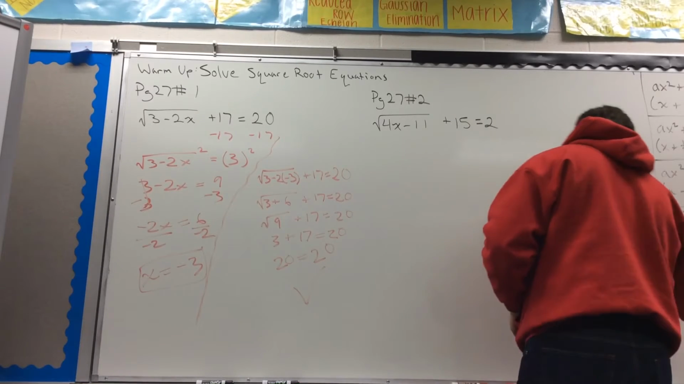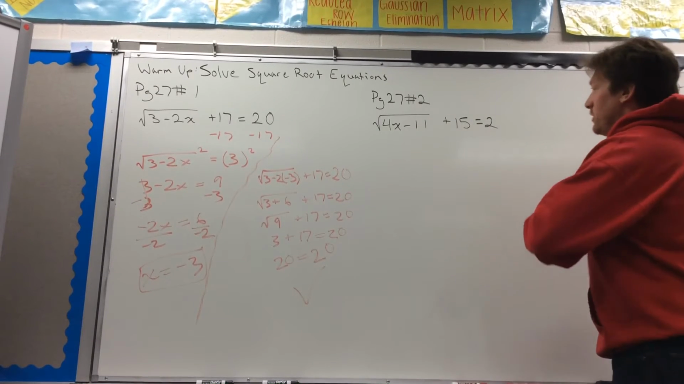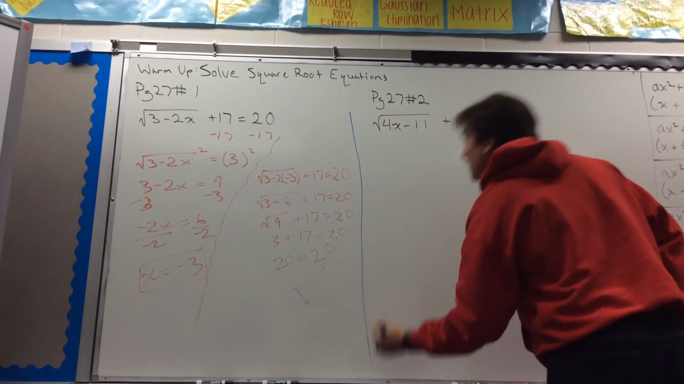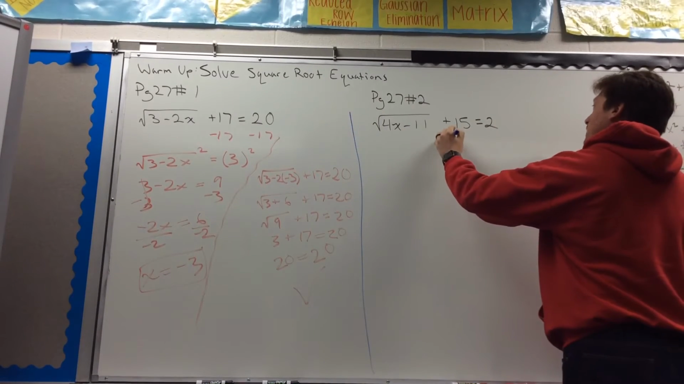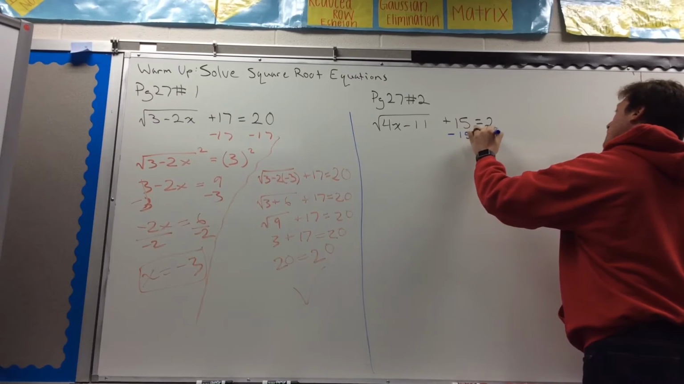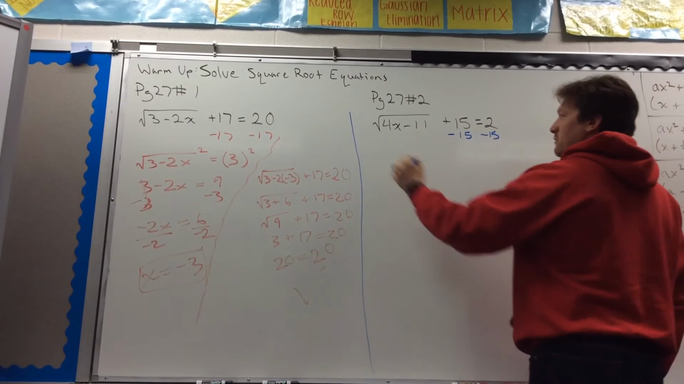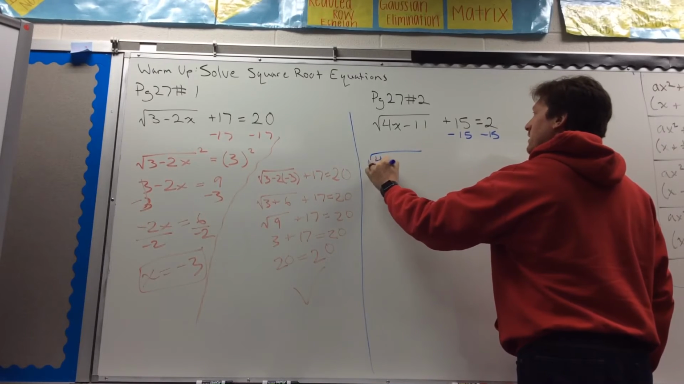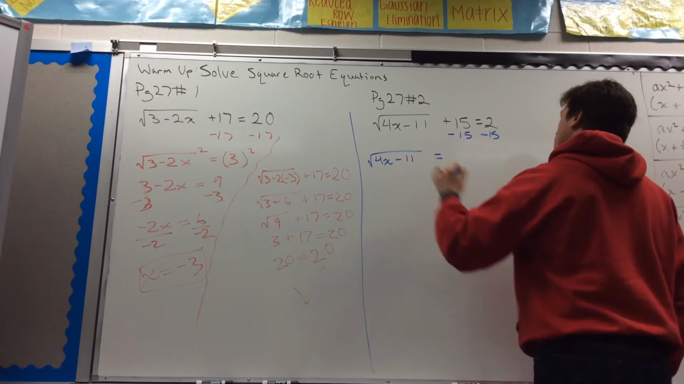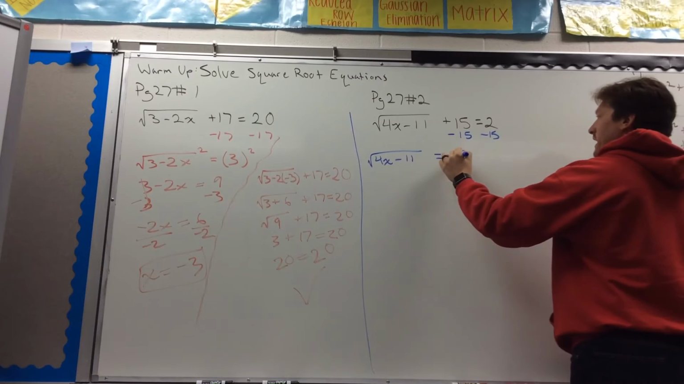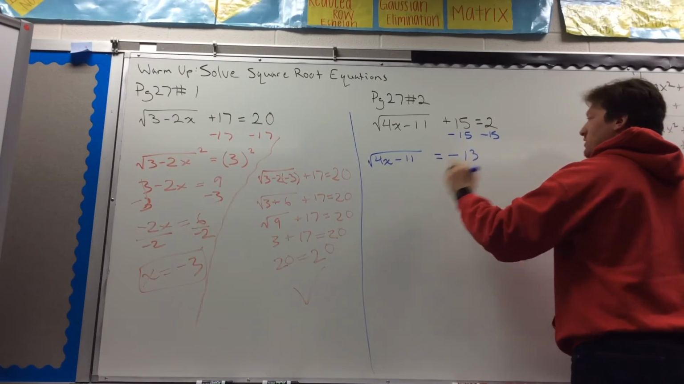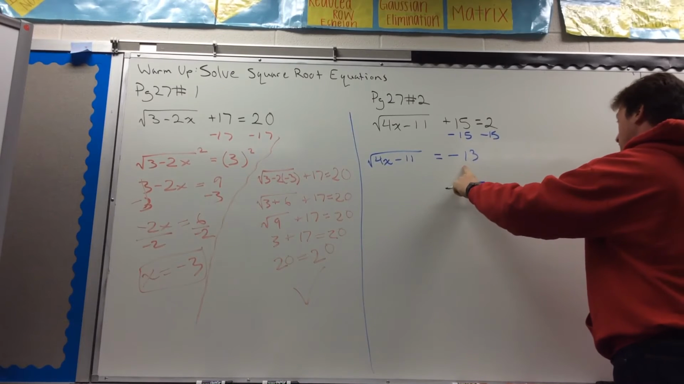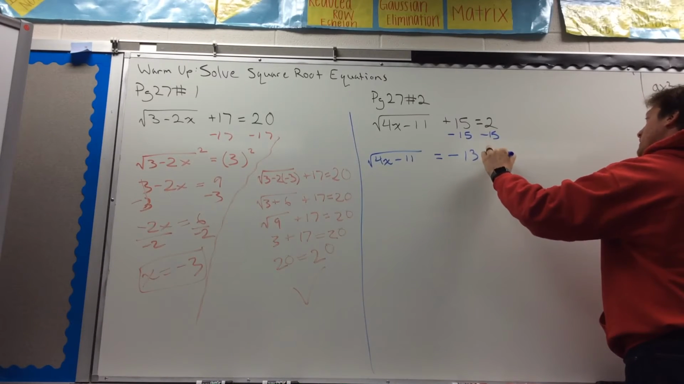Moving to the next question. We're going to do the same thing, same exact steps. We're going to subtract 15 on both sides. When we subtract 15 on both sides, we have the square root of 4x minus 11 is equal to negative 13. A square root cannot equal a negative number. It doesn't work out. So right then and there, we know that we have no solution.